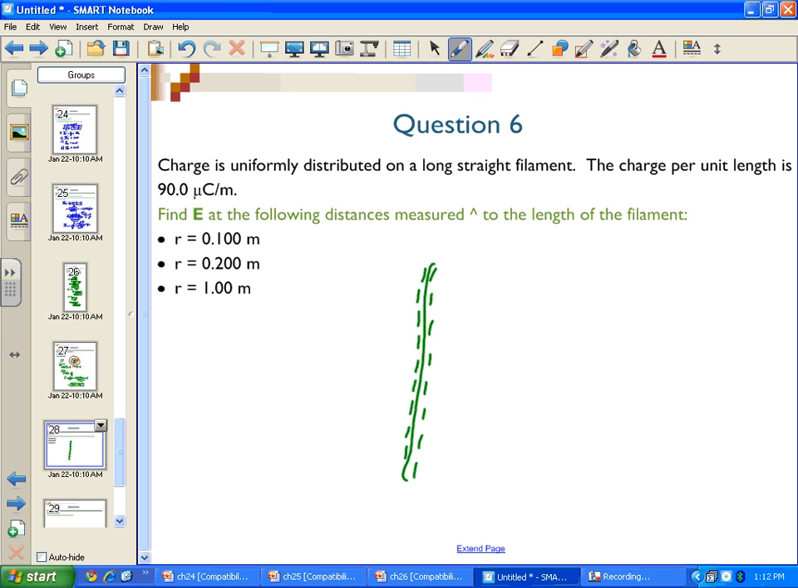It's one-dimensional, so it has no radius itself, and it's very long. Therefore, we don't have to consider any fringing on the ends. Well, we're going to choose a Gaussian cylinder as our surface. Our Gaussian cylinder is going to be L long, and we'll have a radius, little r. And of course, that radius corresponds to the location where we're being asked to determine the electric field.